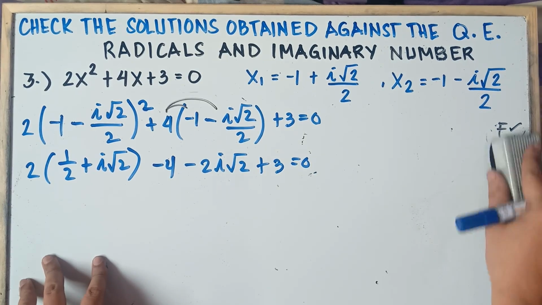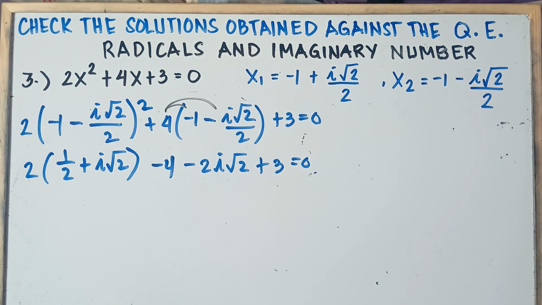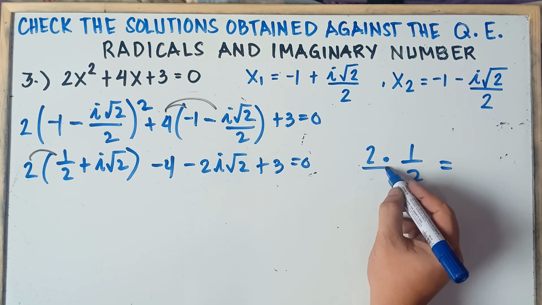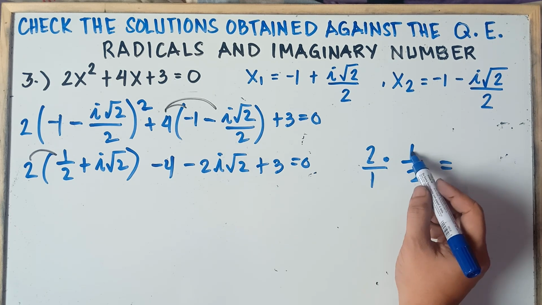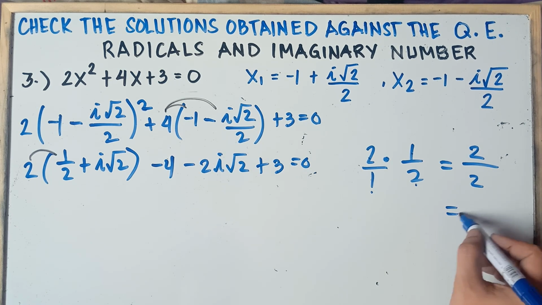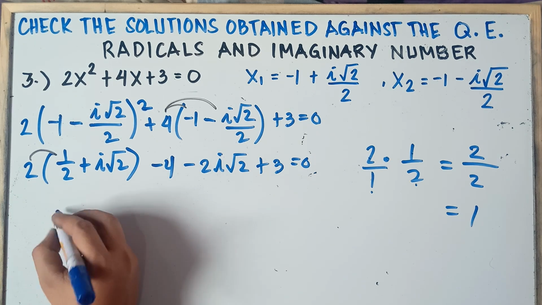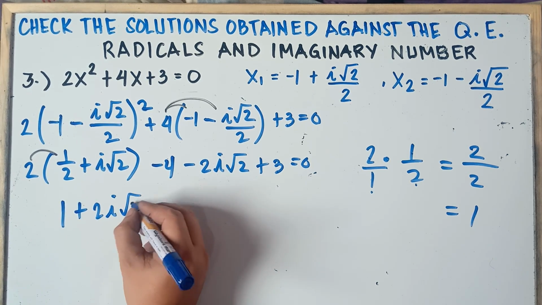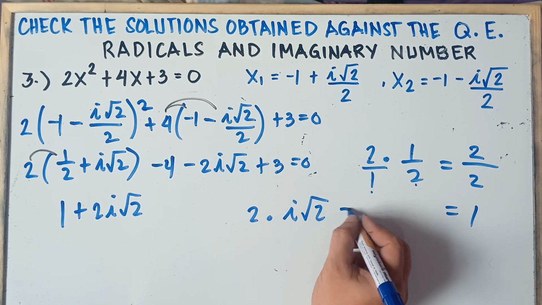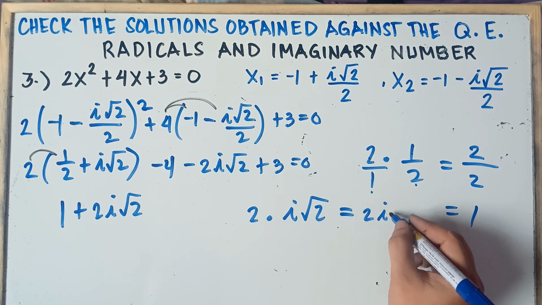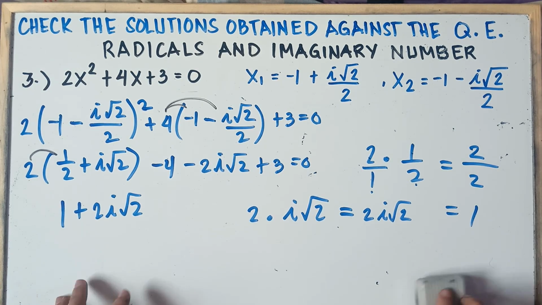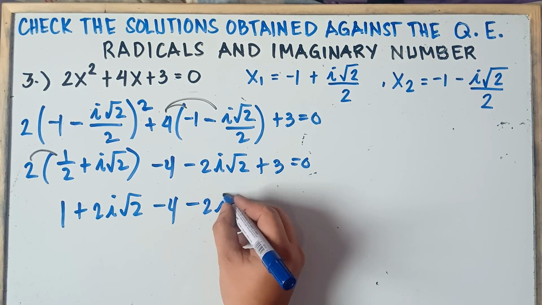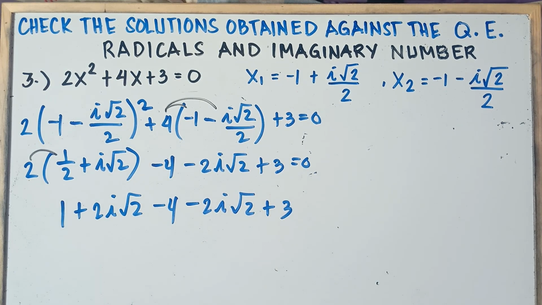Almost done, class. We're all set. So you distribute this one. 2 times 1/2. Once again, understood that there's 1 here for the numerator. 2 times 1, that's 2. 1 times 2, that's 2. 2 divided by 2, that's 1. So 2 times 1/2, that's 1. 2 times this equation, that would be positive 2i square root of 2. So 2i square root of 2. And then copy minus 4. Copy this one, negative 2i square root of 2 plus 3 equals 0.